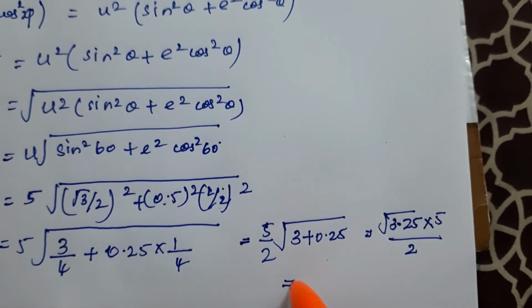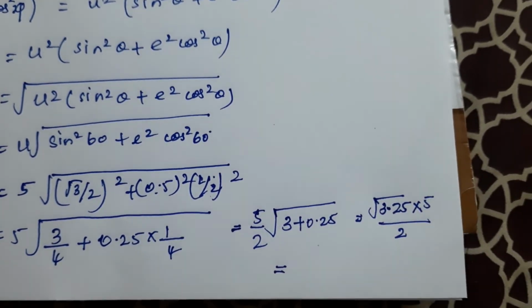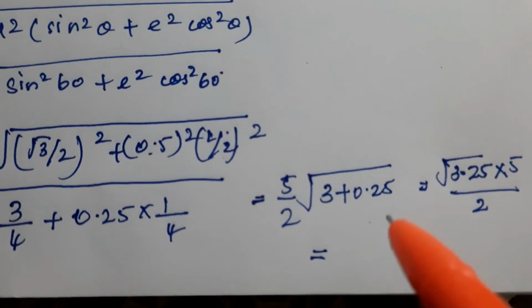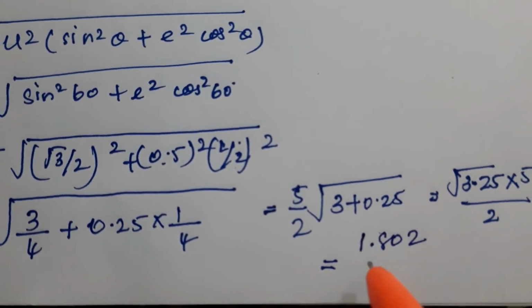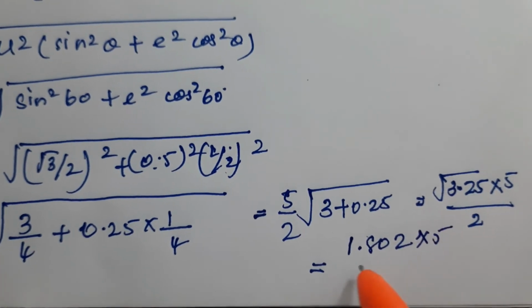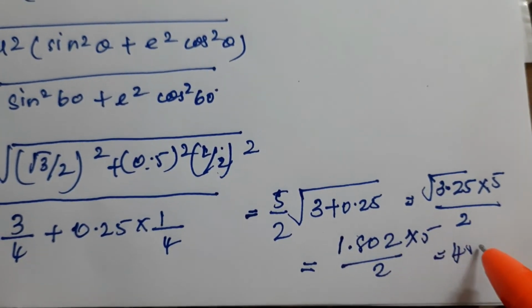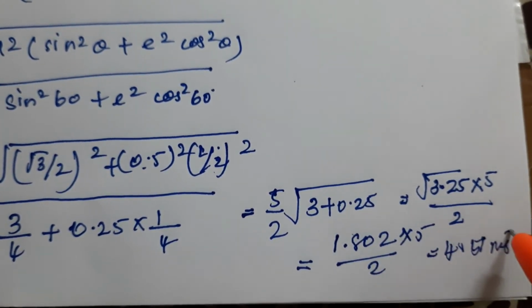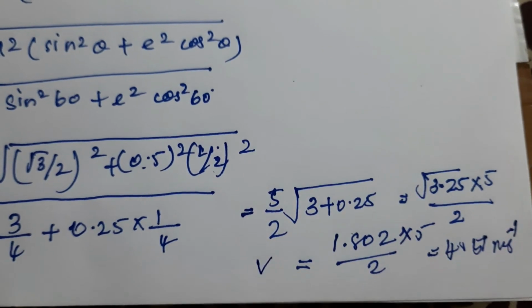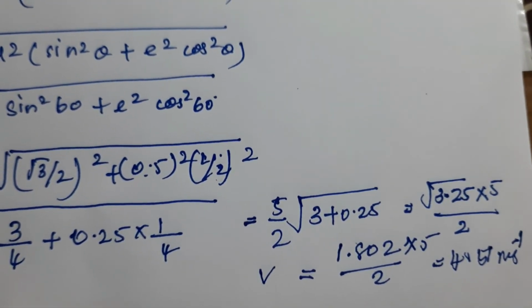So if you take this value, you'll be getting 1.802 into 5 divided by 2, which you get as 4.51 meter per second. So that is the velocity you are getting, 4.51 meter per second.